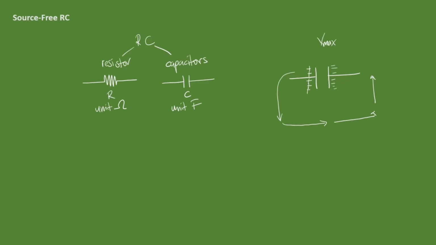So resistors don't store charge, denoted by R, unit ohms. Capacitors are passive elements. They build up voltage and discharge once current is no longer passing through.